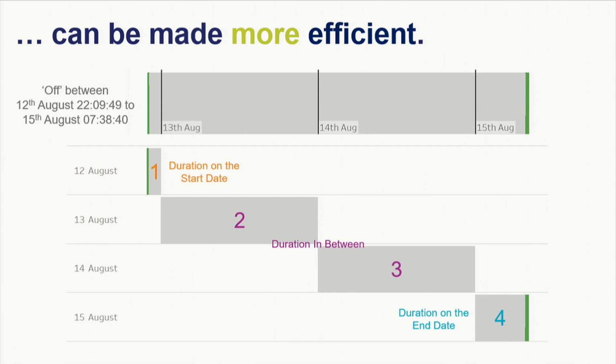Next is the duration in between. This is going to be any whole days in between. We add 86,400 seconds, that's the number of seconds in a day. So that would be our 13th and 14th of August. Then finally, we have our calculation duration on the end date. This goes from midnight of the 15th through to 7:38 in the morning when the device was then turned back on again. Oh, I keep giving away the takeaway.